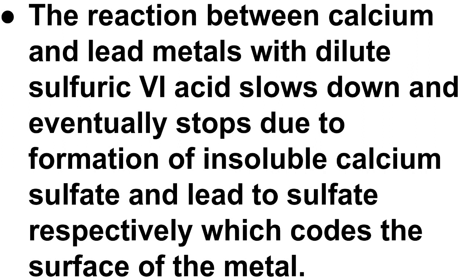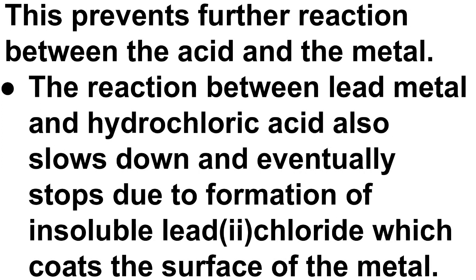Now, those two compounds formed are normally insoluble and they will coat the surface of the metal, and the reaction will stop immediately. It coats the surface of the metal and the reaction stops. So remember, calcium and lead metals should never be reacted with sulfuric 6 acid for that reason. Because when the coating forms, the reaction stops immediately. It cannot continue to completion.